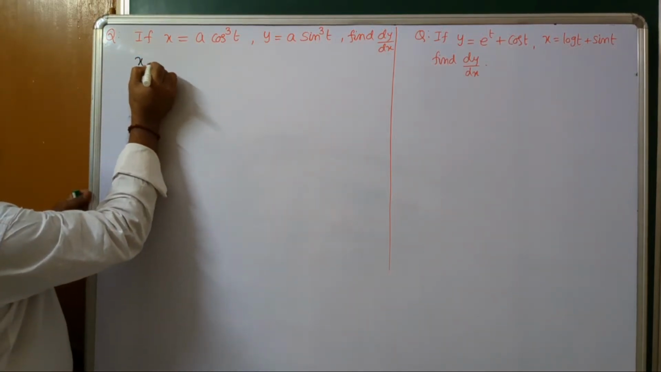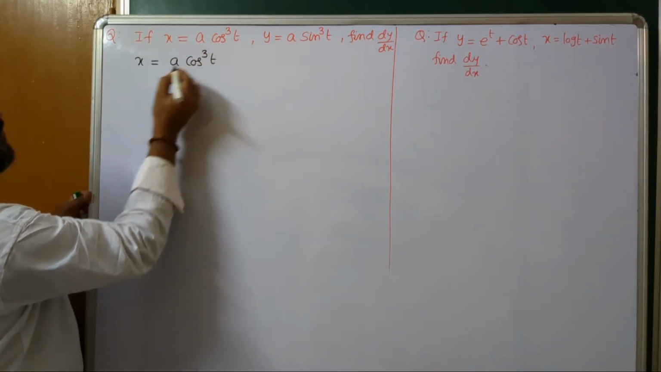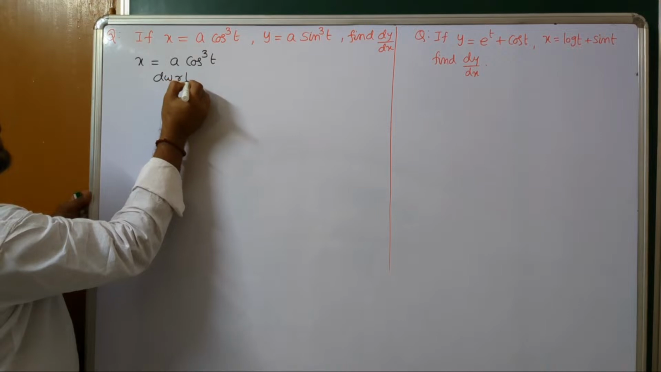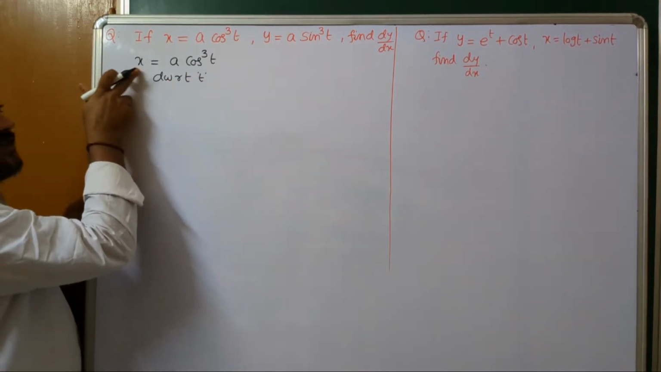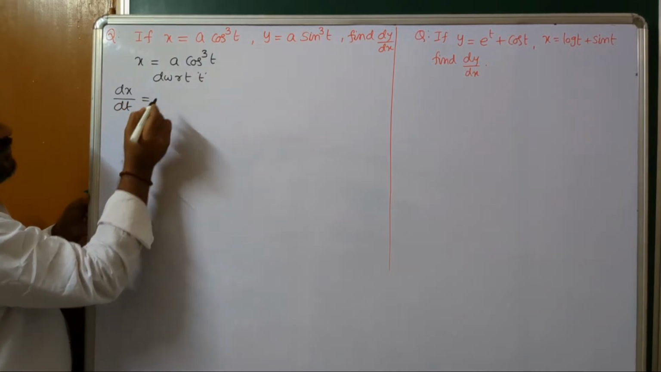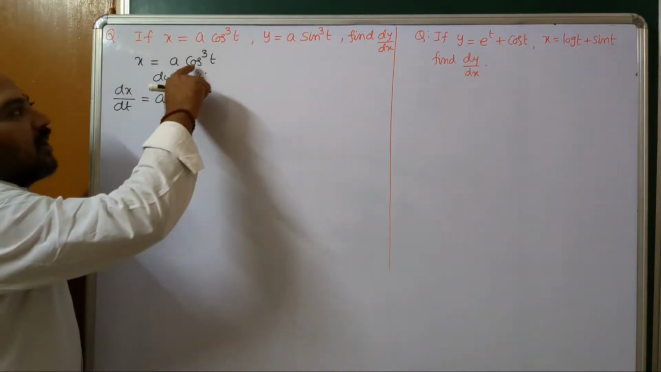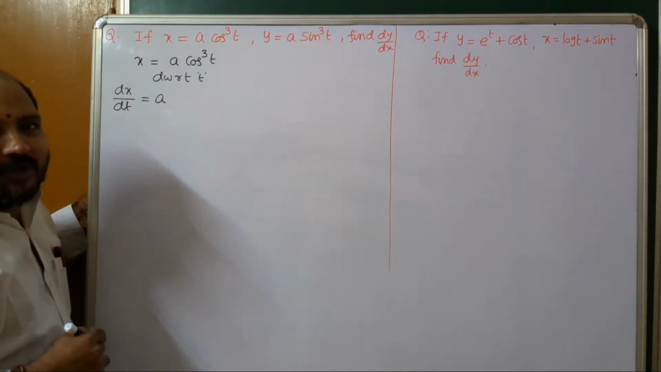First, given x is equal to a cos cube t, differentiate with respect to t. x derivative with respect to t, dx by dt. Okay, a constant we can take outside. Cos cube t, cos t derivative we know that.